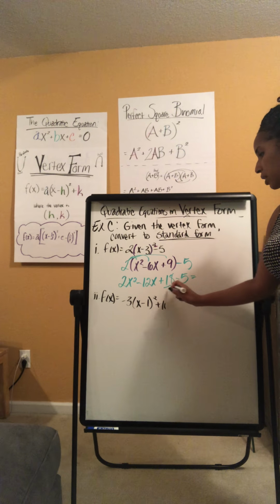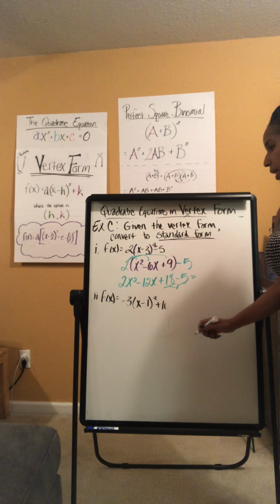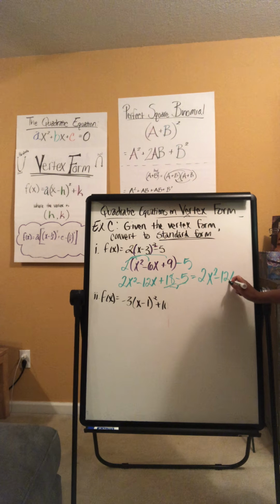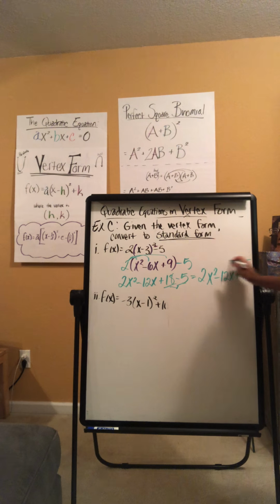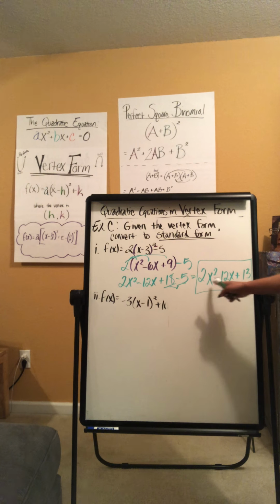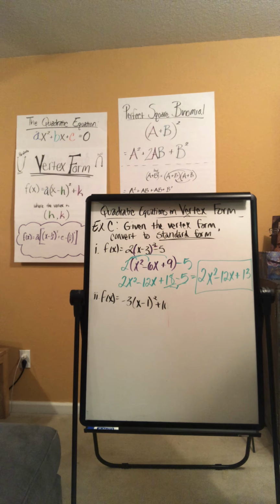I just want to combine our like terms at the end here. So I have a 2x squared, I have a minus 12x, and 18 take away 5 is 13. That is standard form. That is my ax squared plus bx plus c, right? Let's try that again.